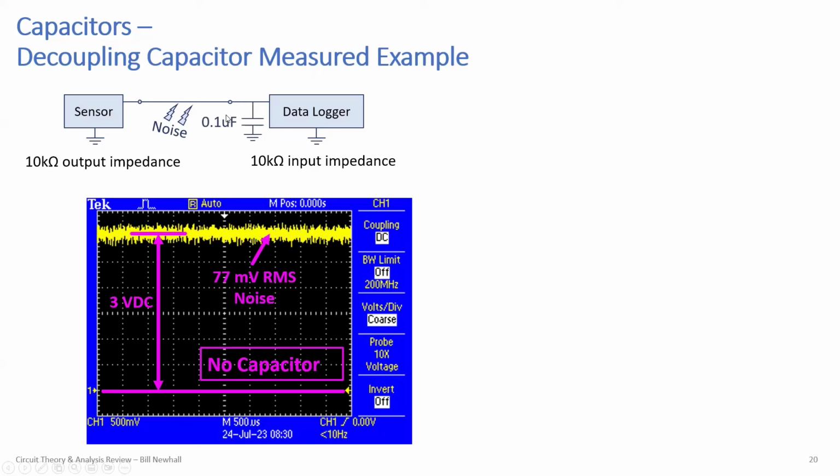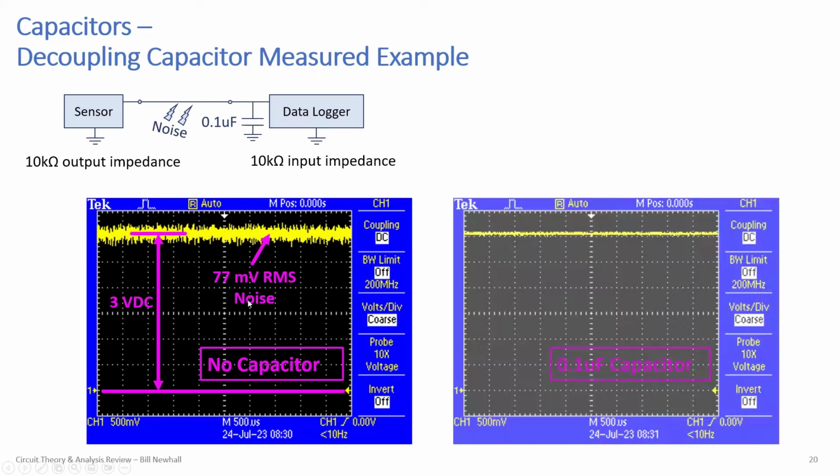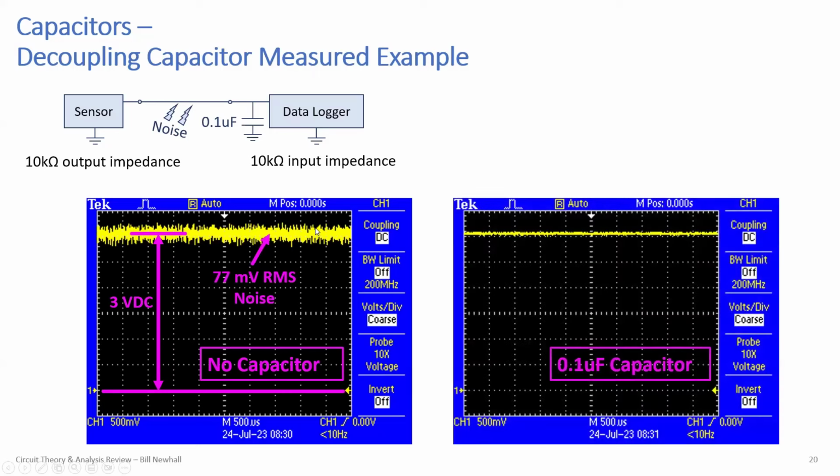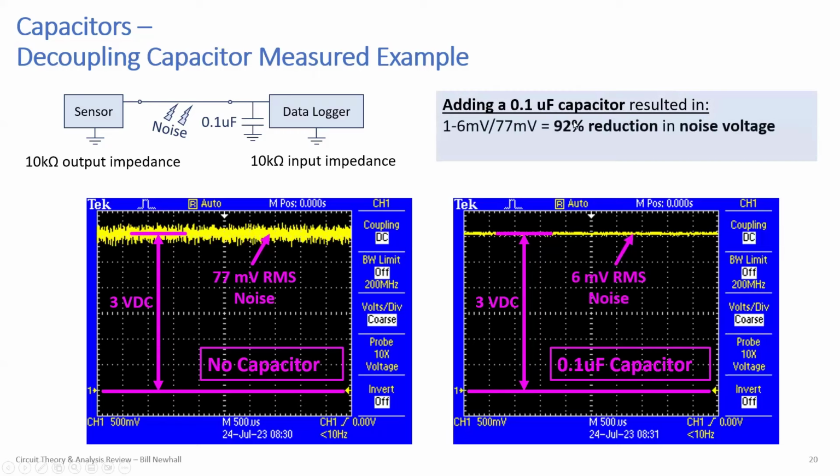Okay, but what happens if we add a capacitor, just a 0.1 microfarad capacitor close to that data logger? This happens, you get this. So same circuit, just add that capacitor. You still have a 3-volt DC voltage, but you have much smaller RMS noise, so 6 millivolts. Okay, so that's huge. That's a big difference. So adding just that 0.1 microfarad capacitor reduced the noise voltage by 92%, reduced the noise power by 99%.